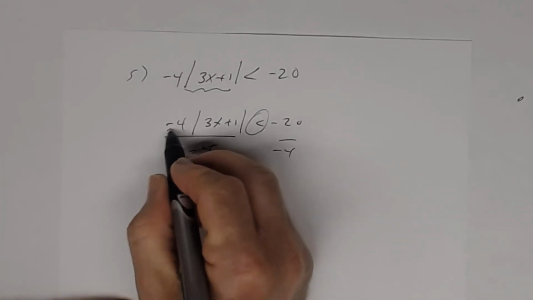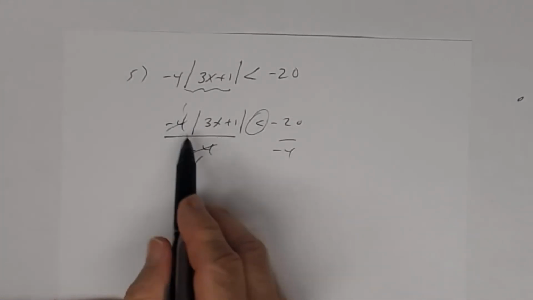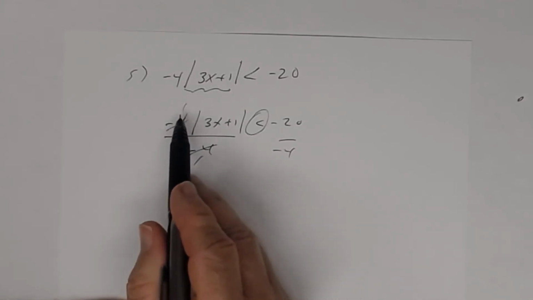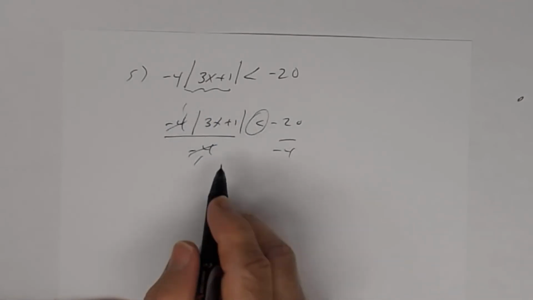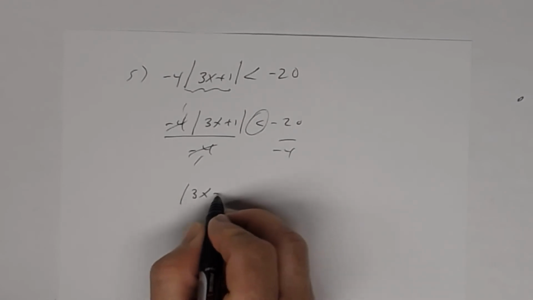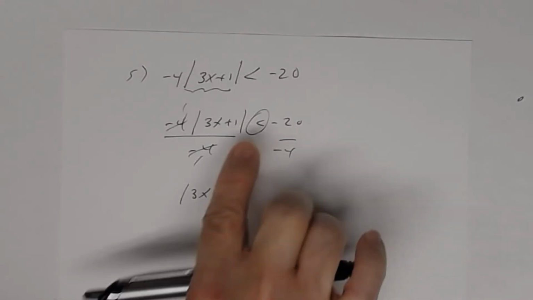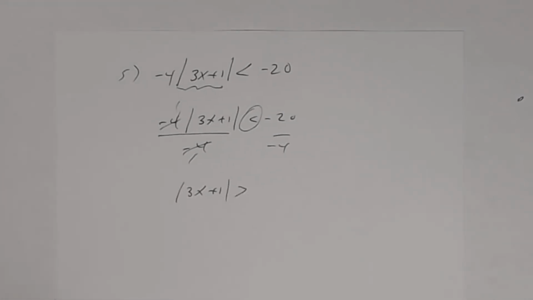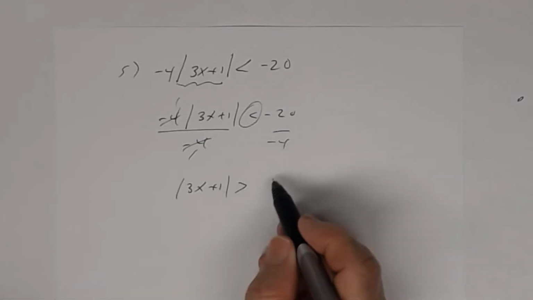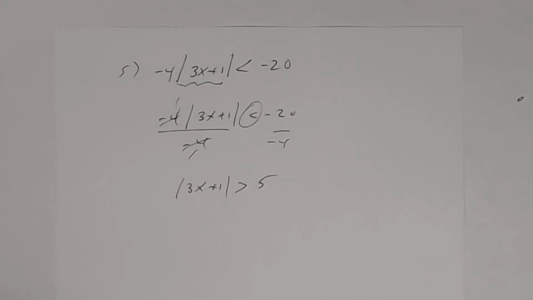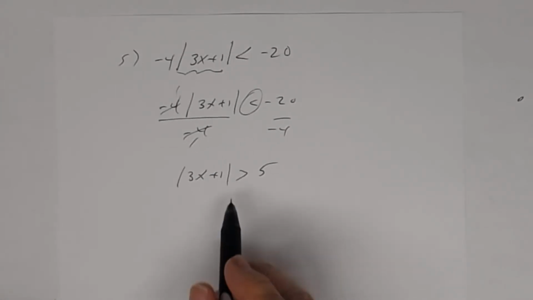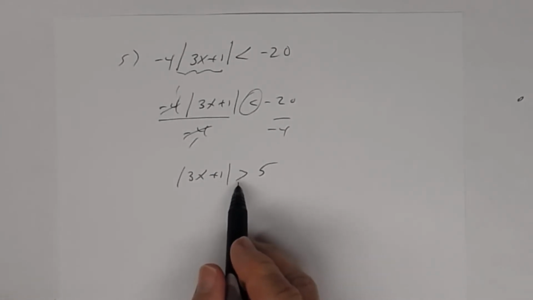So I'm dividing an inequality by a negative number. Remember, you have to reverse the inequality symbol. The negative 4's divide out, and you get 1's as factors. 1 times the absolute value of 3x plus 1 is the absolute value of 3x plus 1. Notice the steps. Less than becomes greater than. I have to reverse it. And then negative 20 divided by negative 4 is a positive 5. Okay? And now notice I have an absolute value greater than.